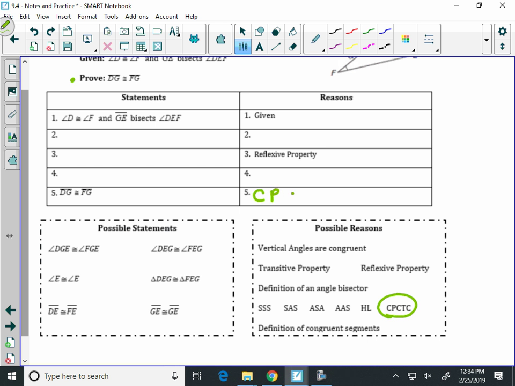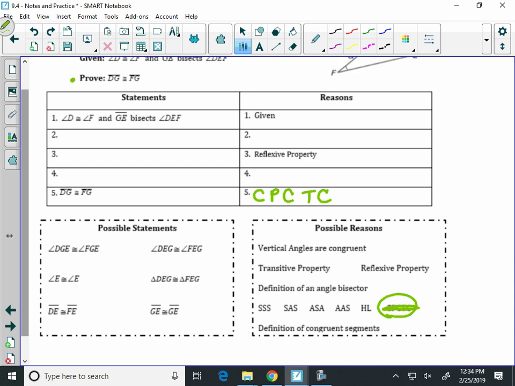CPCTC. Every time. Proving parts, CPCTC. Every single time it's a freebie. Every time. Another freebie.